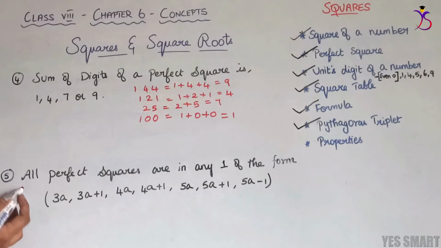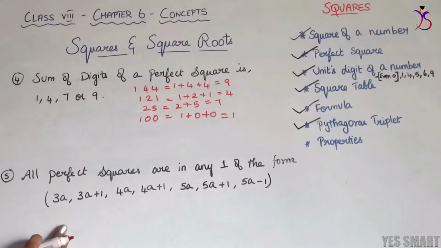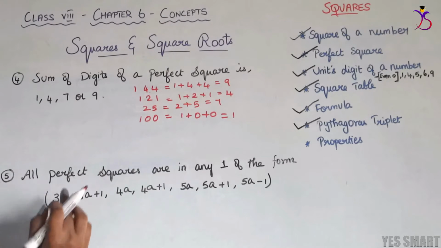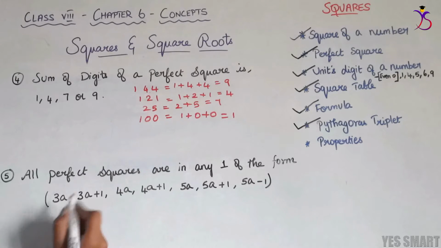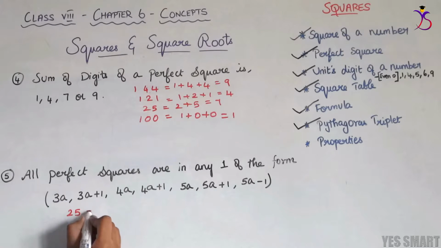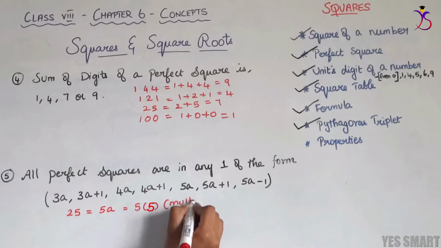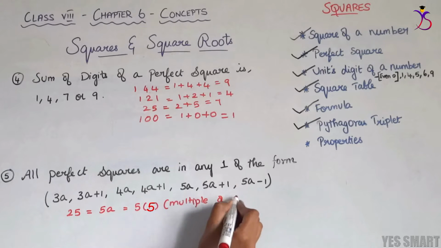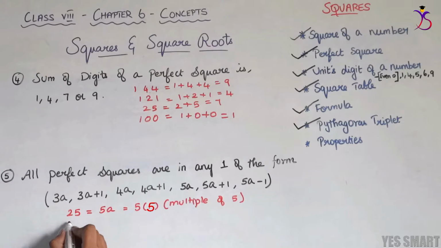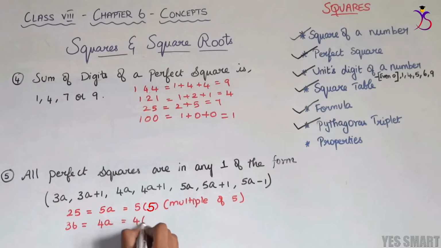Now moving on to the last property: all perfect squares are in any one of these forms. So if you consider any perfect square, it will fall under this format only. Let's relate it with a few examples. 25 is equal to 5 into 5, so it is in the form of 5a. It is a multiple of 5. We will consider 36. 36 is equal to 4 into 9. It is a multiple of 4.